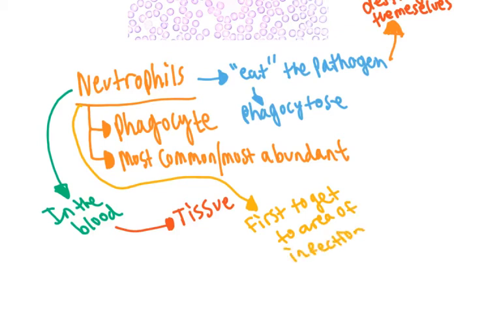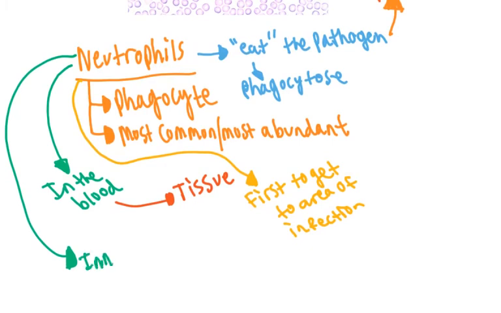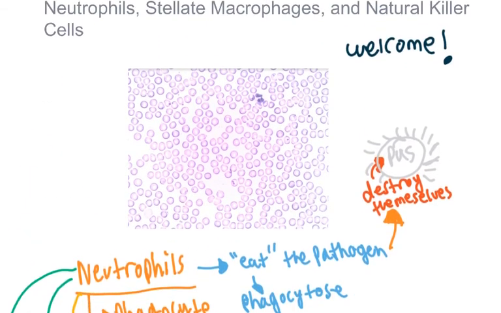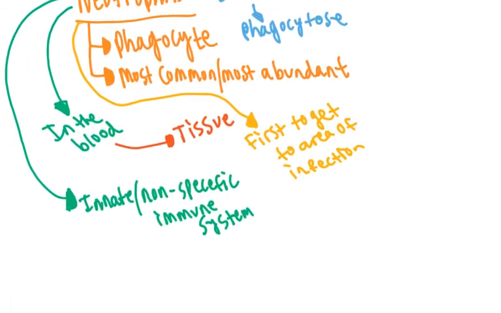And another thing to know is that neutrophils are actually part of the innate or non-specific immune system. So the innate or non-specific immune system. And so that's pretty much it for neutrophils. Now let's talk a little bit about stellate macrophages.